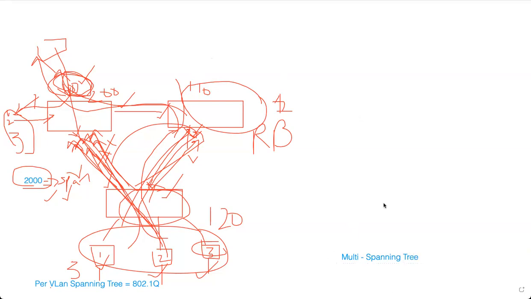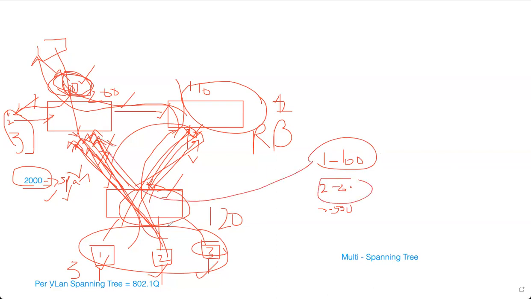So what does this multi-spanning tree do? It will group the VLANs into multiple groups. For example, let's say there are 1 to 100, 2 to 200, 3 to 500, like that. So you are making the VLANs into multiple groups. So for group 1, you can put the priority and elect this as the root bridge. For group 2, you can set this as the root bridge.